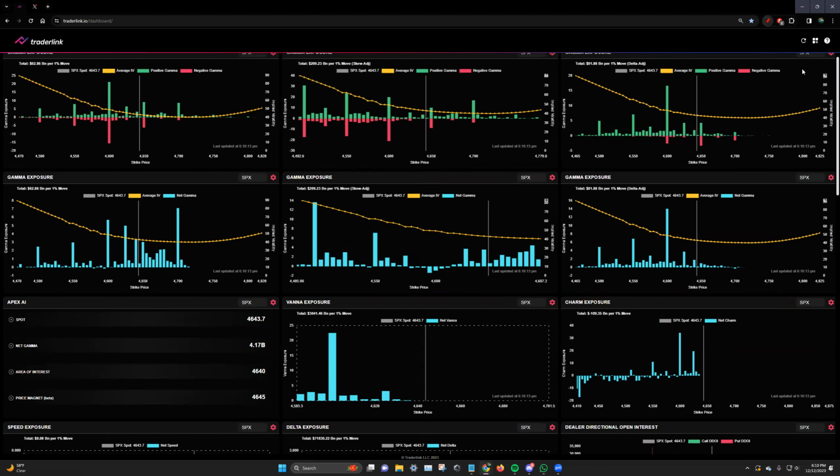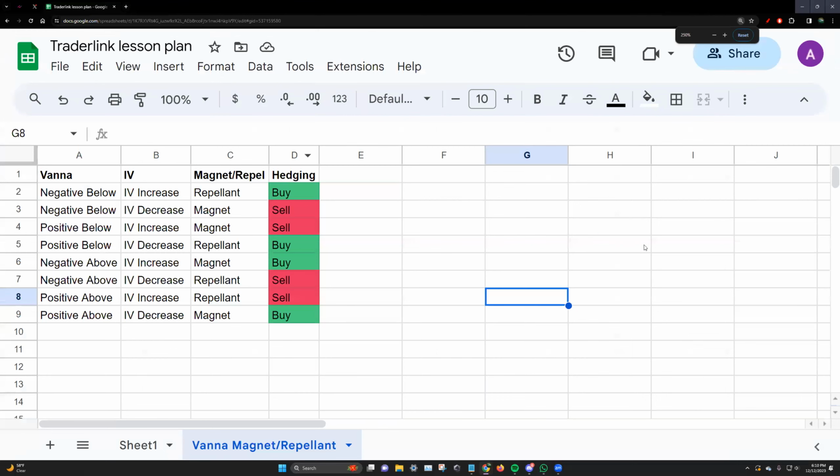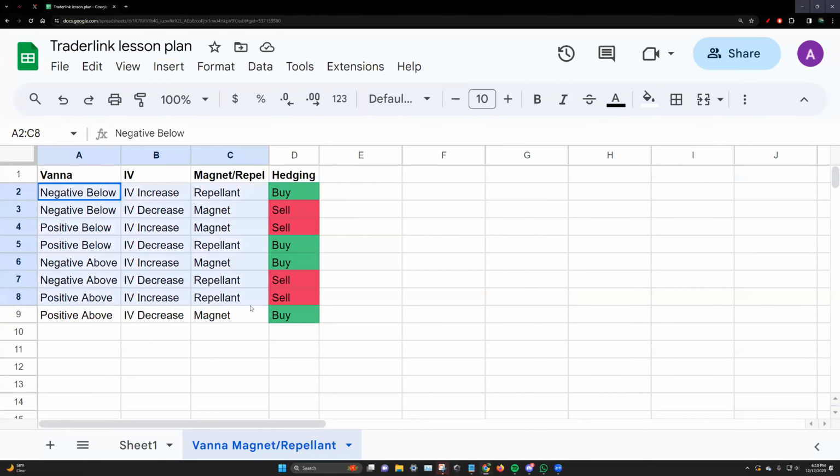Out of me being such a sweet person, guys, I made a chart for you guys. Did I just flashbang everyone with a very white screen? Yeah, you're welcome. But this is essentially what I have created based off of my knowledge and how it affects gamma exposure.